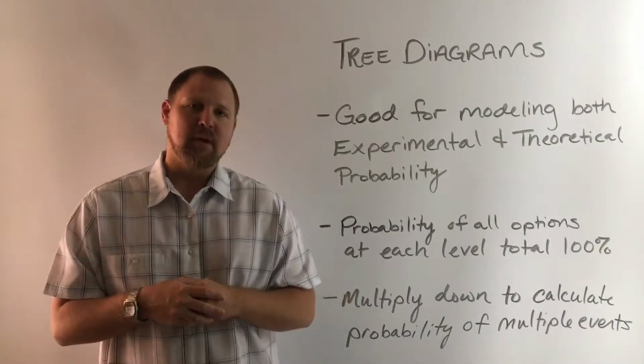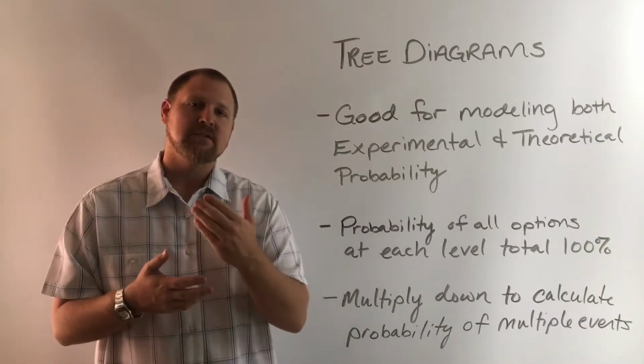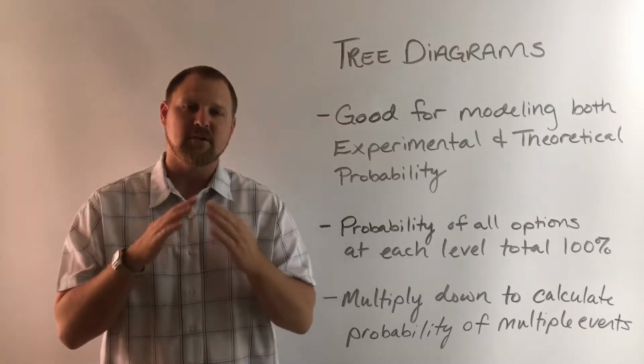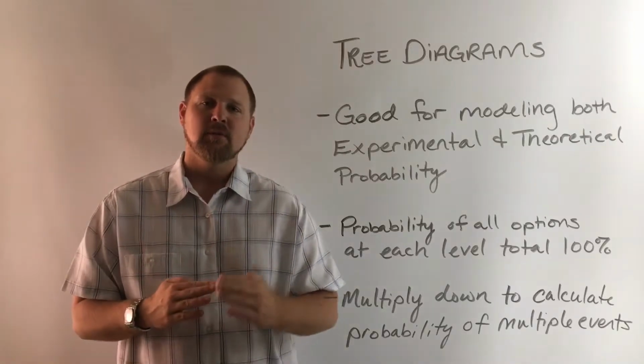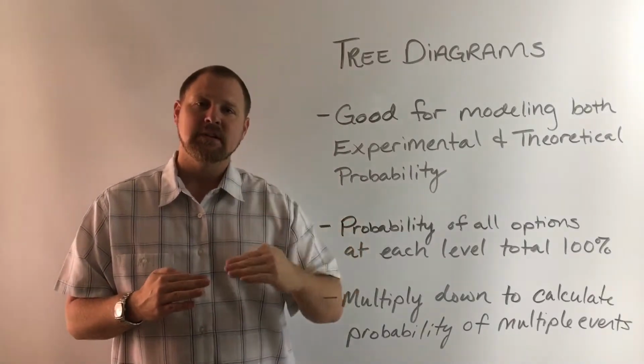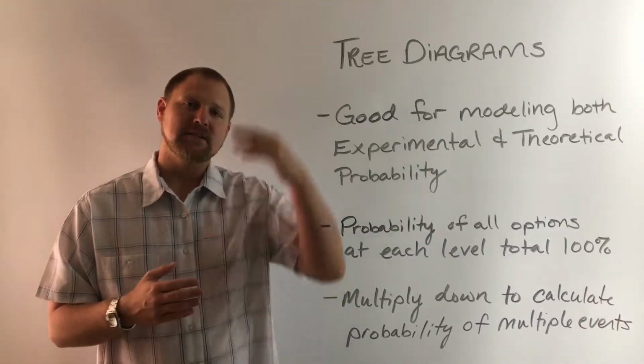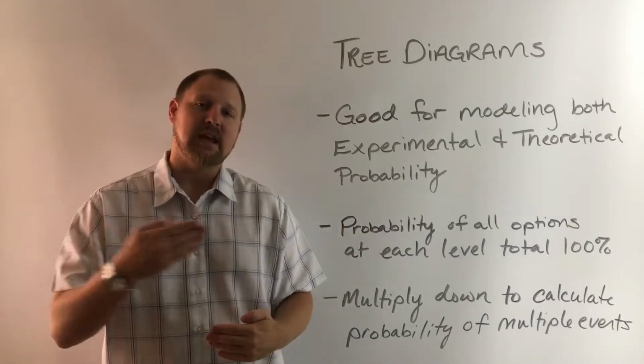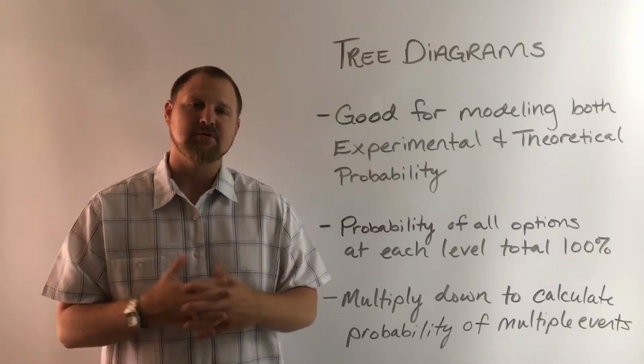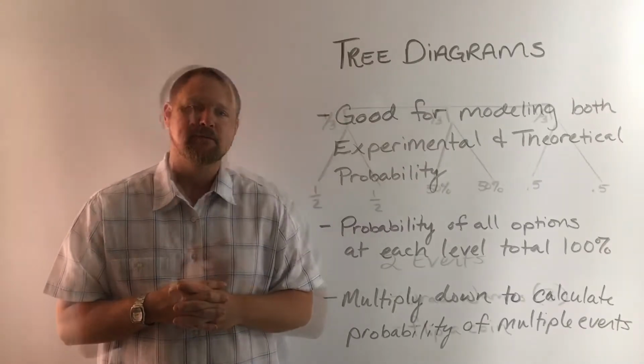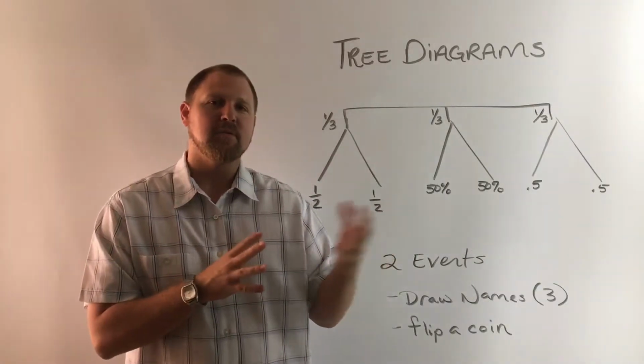To find the probability of multiple events, you have to multiply going down the tree. Now, I draw the tree going vertical, where each level of the tree represents a different event. And so I multiply going down and I add going across, and that's how I try to display it for the students. Here's a very simple example of a tree diagram.